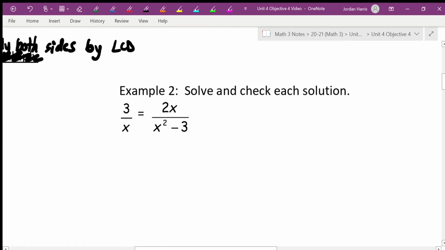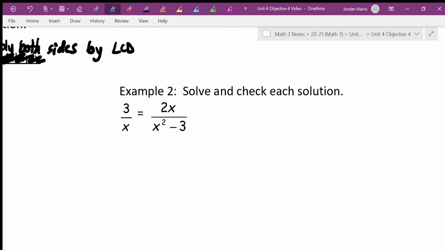Example 2 is very similar, except we have an extra step. No, we don't. We don't have an extra step. Okay, it's very similar because we have two things. So I need my LCD. So remember, we look at our denominators. In this case, can I turn one denominator into the other?